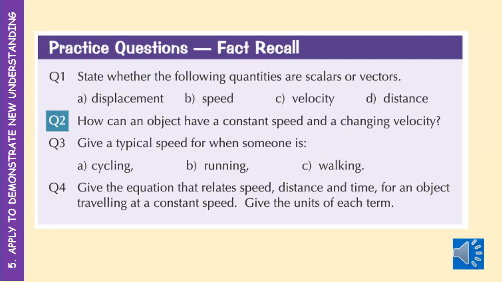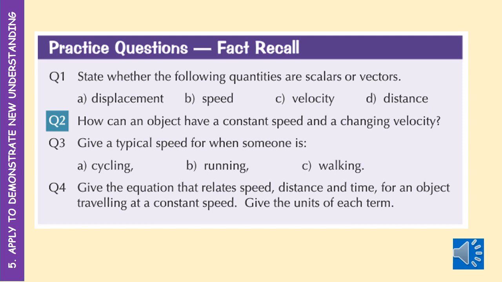Question 1. Displacement is a vector, speed is a scalar, velocity is a vector, and distance is a scalar. An object can have a constant speed and a changing velocity if it is moving in a curve. In other words, its direction is changing, but its speed is not changing. Because velocity has two components, the speed and the direction, if the direction changes, the velocity changes, even though the speed is staying the same.